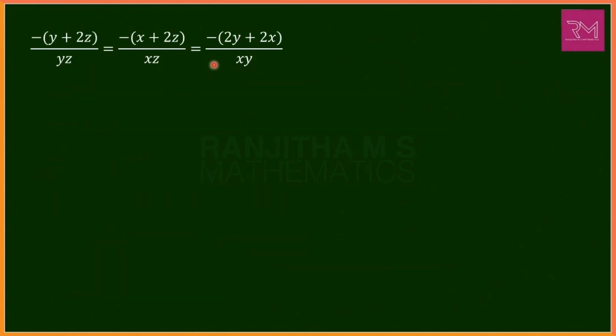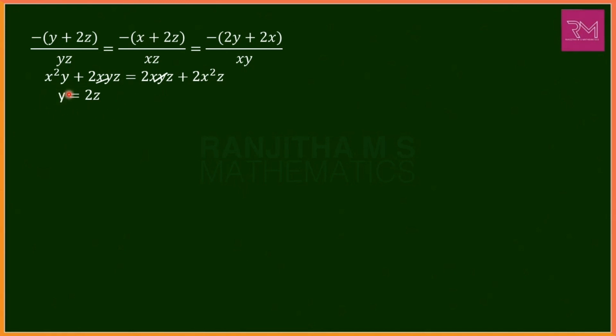Next we have to consider these two equations and equating, we get the value as, here minus minus gets cancelled. X into xy is x square y plus 2z into xy is 2xyz, which is equal to 2y into xz is 2xyz plus 2x into xz is 2x square z. Here also 2xyz gets cancelled. The remaining is x square y, which is equal to 2x square z. Here x square gets cancelled. The remaining is y is equal to 2z. Here y is equal to 2z.